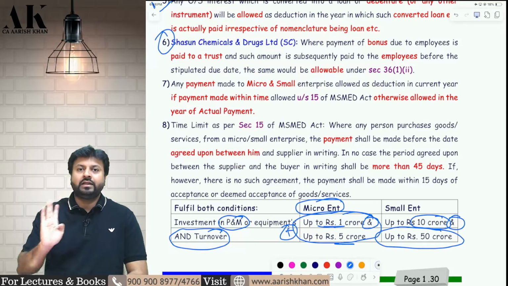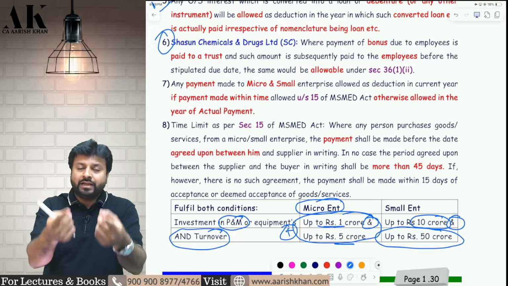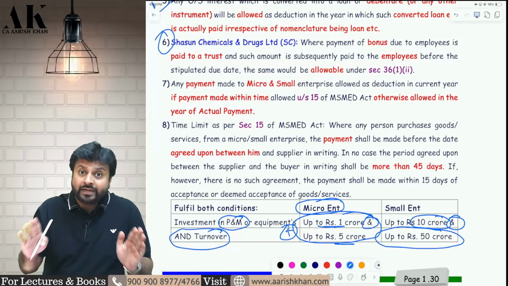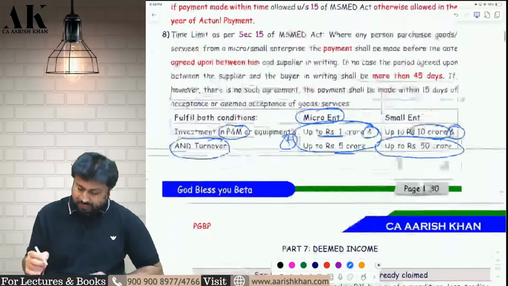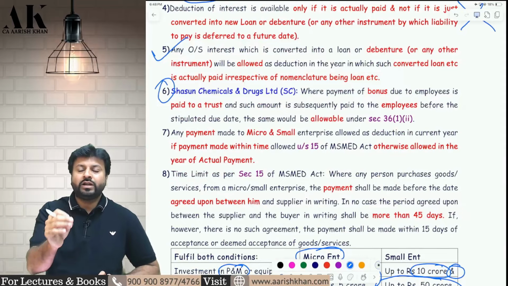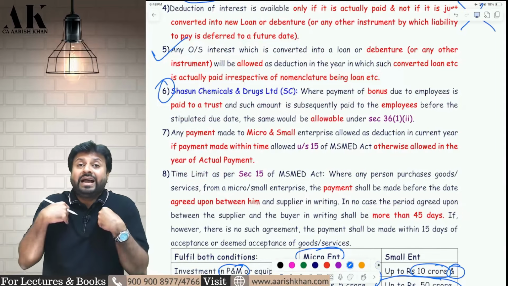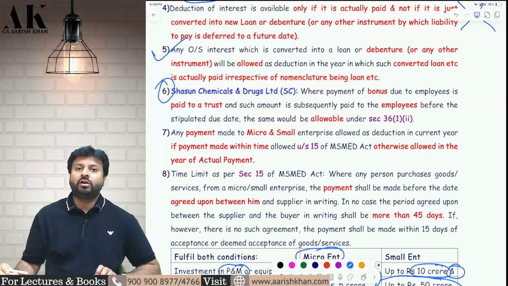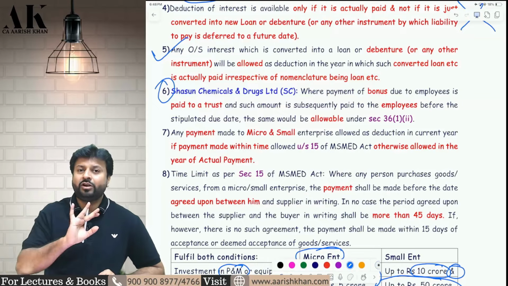Now the law says very clearly, if you pay the amount to the micro and small enterprise as per the MSME due date, if you pay within the due date, we will allow you the deduction on accrual basis. You will get the deduction in 24-25. But if you make the payment after the due date, then the deduction will be allowed on payment basis. Then it will not be allowed on accrual basis.